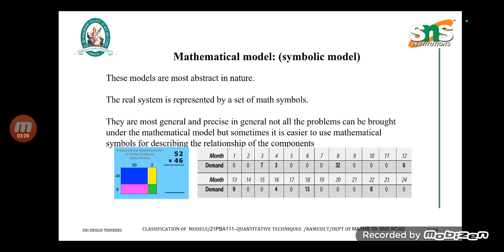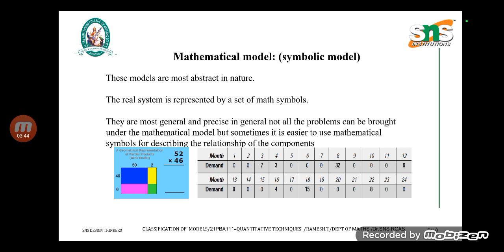The next one is the mathematical model, otherwise called the symbolic model. These models are most abstract in nature. The real system is represented by a set of mathematical symbols. They are most general and precise. In general, not all problems can be brought under a mathematical model, but sometimes it is easier to use mathematical symbols for describing the relationship of the components.